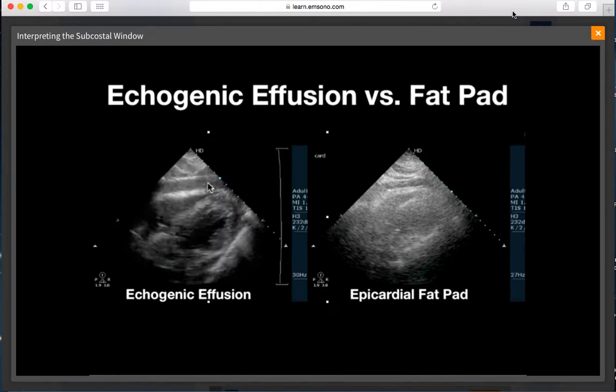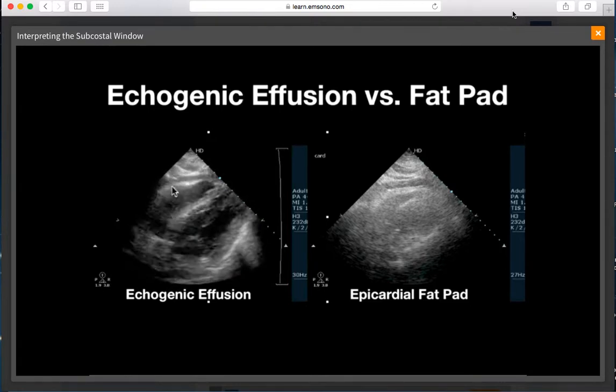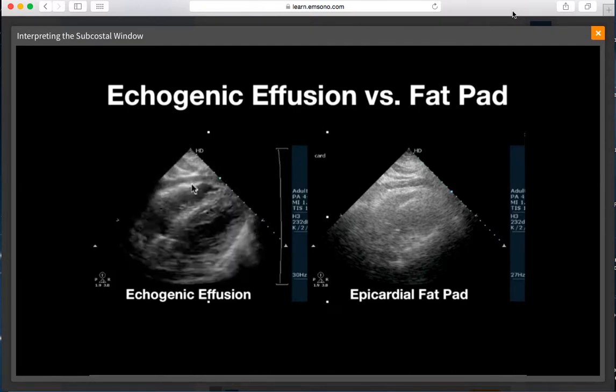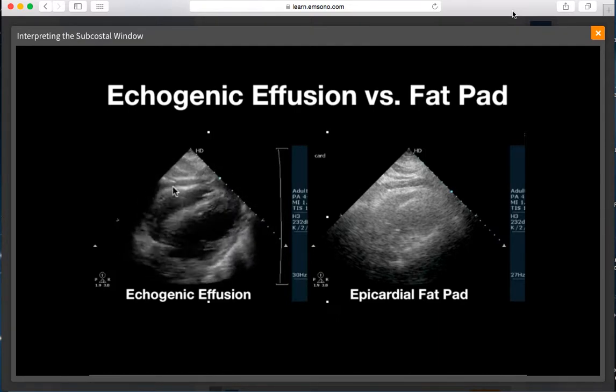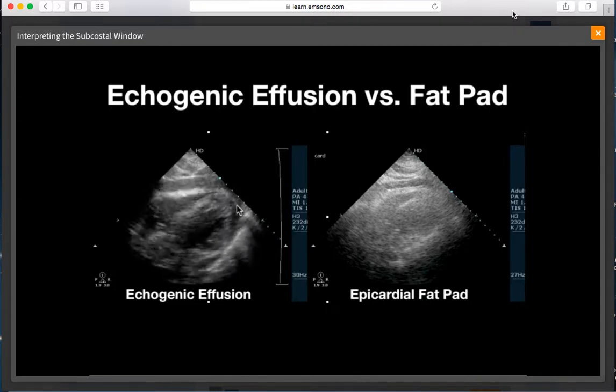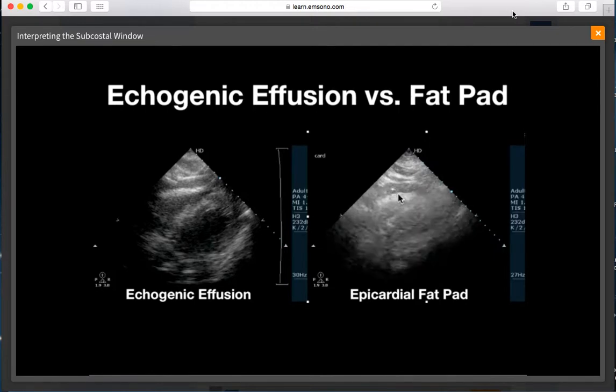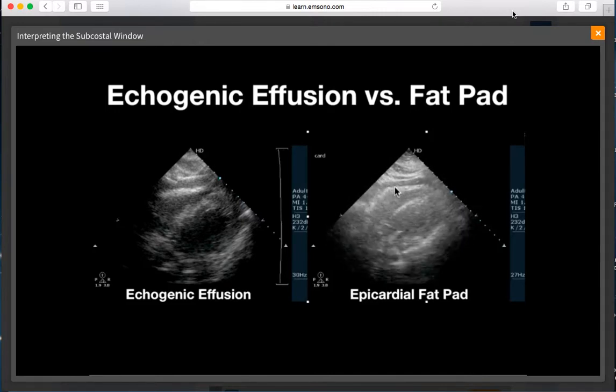Now, here's a comparison. Here's a patient with an echogenic pericardial effusion. You can see that the echoes within there do not have a fixed appearance between systole and diastole. And you can see that this extends over towards the left side of the heart. And here you've got the patient with the epicardial fat pad. Again, note the fixed appearance of these echoes between systole and diastole. That's going to be the key point to help you in differentiating a fat pad from an echogenic effusion.